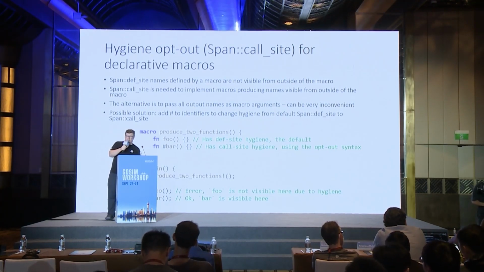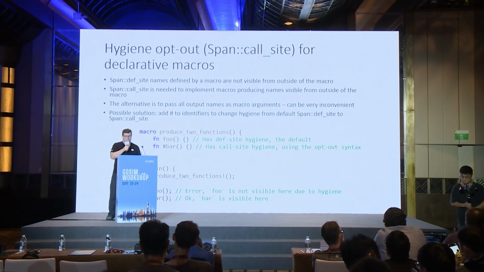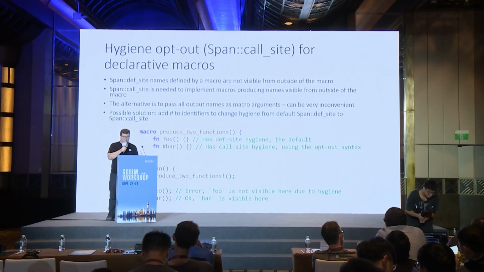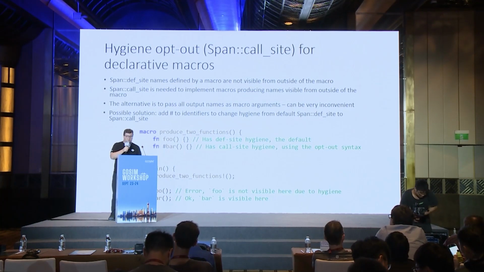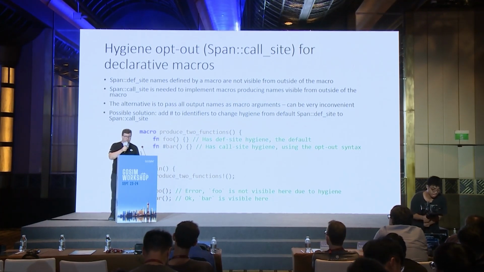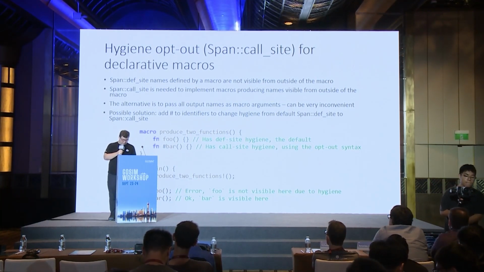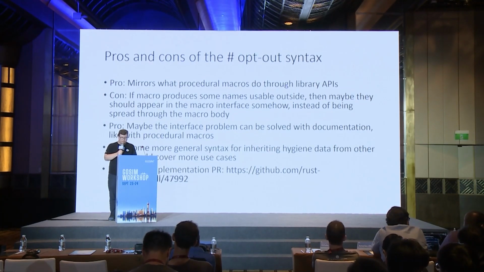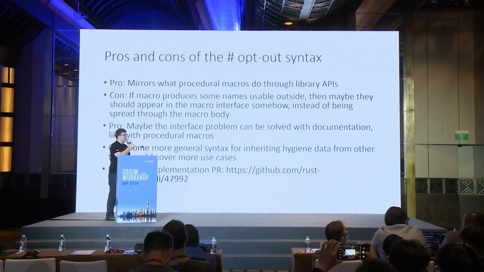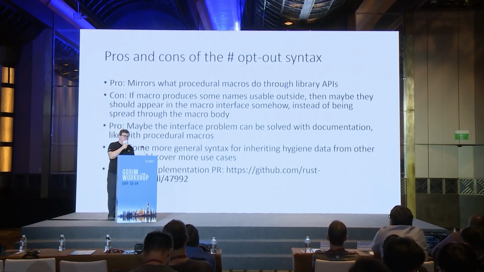Of course, it's not very useful to produce names that you cannot use. So the workaround for macros 2.0 right now is passing these output names as input and regenerating them. But this kind of opt-out may work better. Yeah, so what are the pros and cons? This syntax just mirrors the available procedural macro API on span call site.